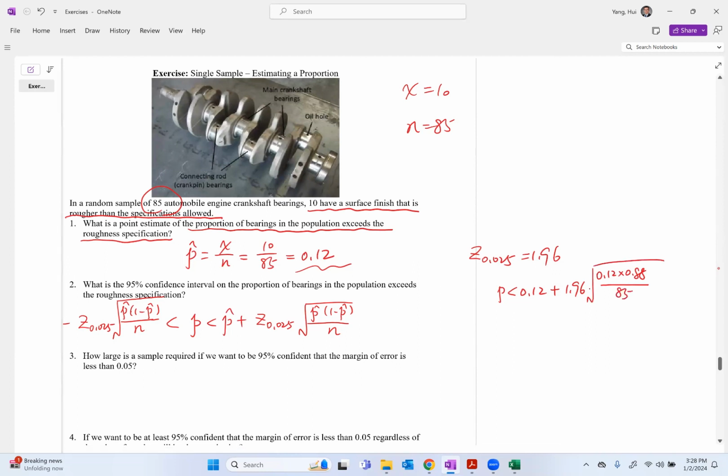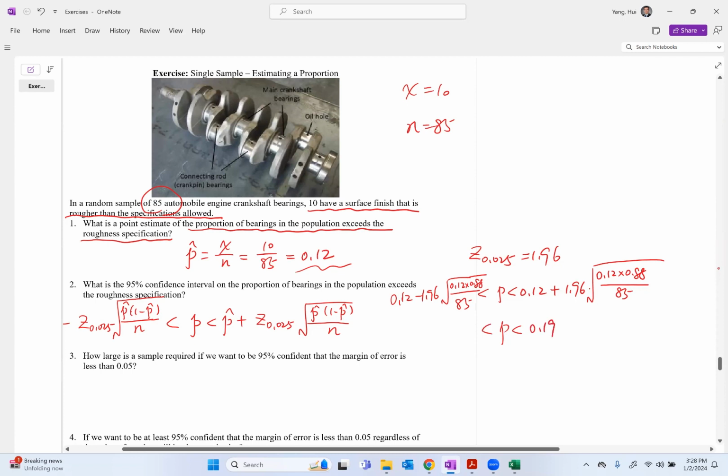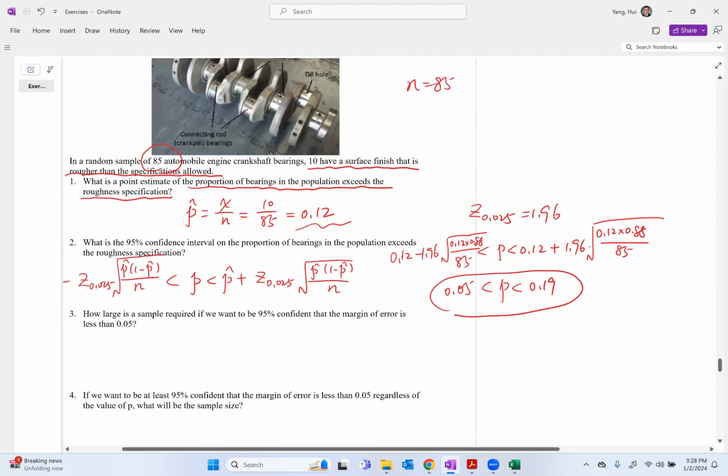10 of them exceeded the specification. So this is 0.12 minus 1.96 times the square root of 0.12 times 0.88 divided by 85. So P should be less than 0.19, and greater than 0.05. So this is the 95% confidence interval on the proportion of bearings in the population that exceed the roughness specifications.